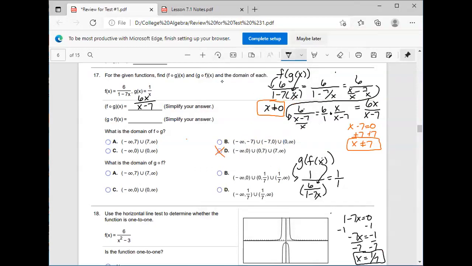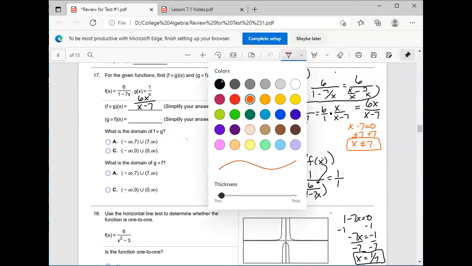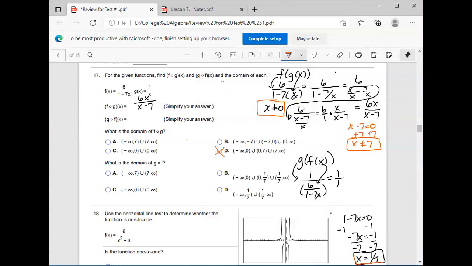That one for sure is going to give me a problem. Okay, so I know that. I meant to make that orange, but it didn't take. So I know I'm having a problem in my domain at x equals 1/7. To finish this one, I wrote 1 over 1, and then I'm going to change my division to a multiplication, and I'm going to flip my second fraction. So that final answer would be 1 minus 7x over 6.